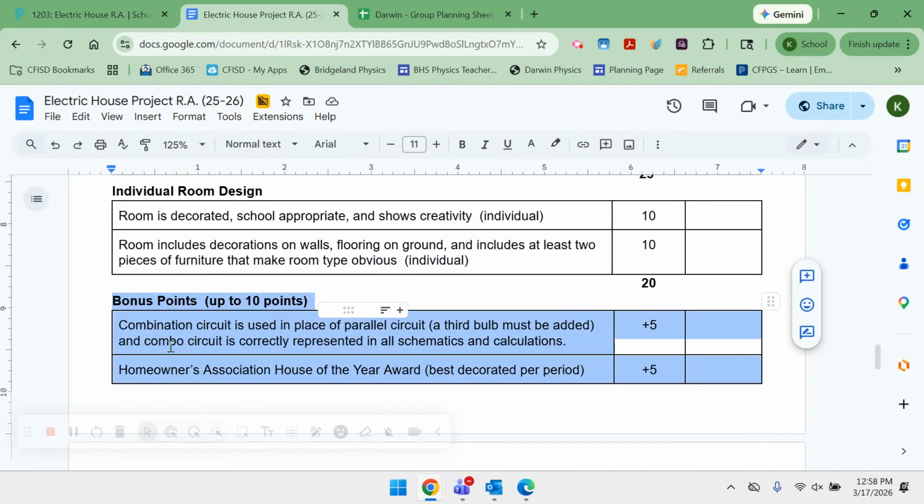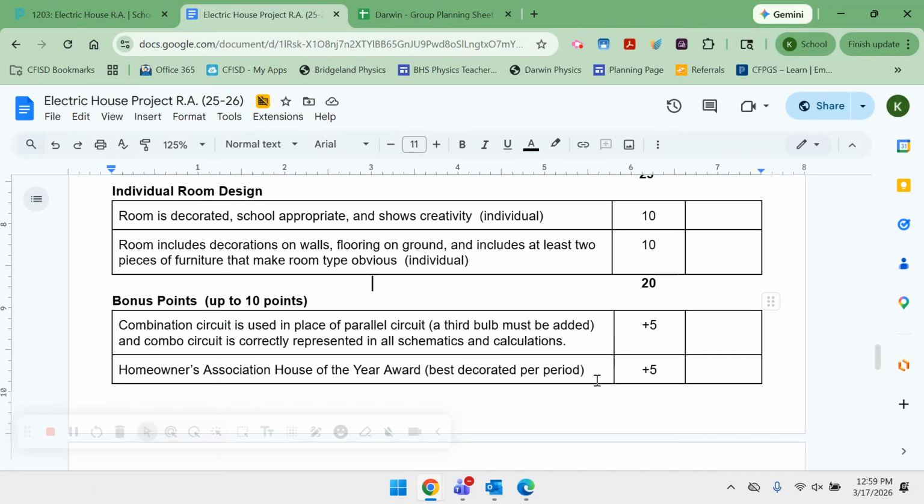I mentioned already that you can get some of these by building a combination circuit, and I know you don't know what that is yet. That's okay, but it is an option that every single person in the room can do, 5 bonus points. There is an additional 5 bonus points for what Mr. Quigley and I decided to call Homeowners Association House of the Year, which basically means if we think that you have the most creative and best decorated house in the class period, you can get 5 bonus points. Obviously, that only goes to one group, but if we like your house the best, then you'll get an additional 5 points, which means you could get up to 110 on an RA grade, which is helpful.